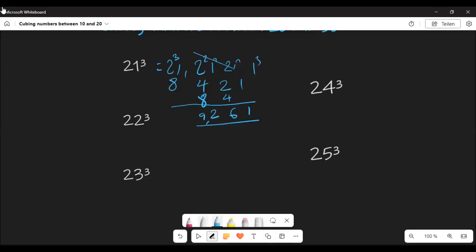Now the same thing for the next number. Let me take another pen so that we can see. So this is going to be 8. And then we're going to have 4 times 2, which gives you 8. And then 4 times 2, which gives 8 also. And the last one is 2 cubed, which is 8. So we have 8, 4 times.